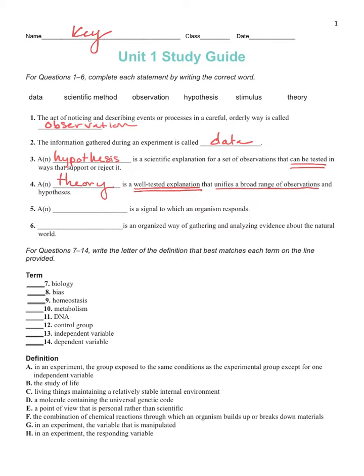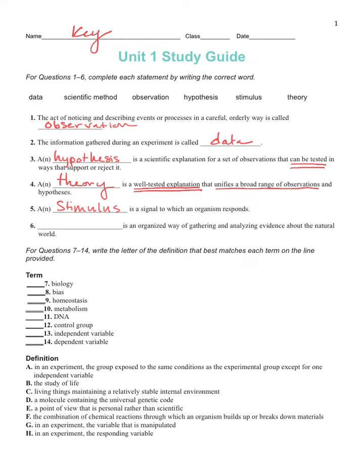Number 5 says a blank is a signal to which an organism responds. So this is a stimulus, and a stimulus can come from outside of the organism's body, like if you open the door to go outside and you discover that it's very cold, that might stimulate you to go put a coat on. It could also come from inside of your body. If your stomach starts to growl, it's a signal or a stimulus that you might be hungry.